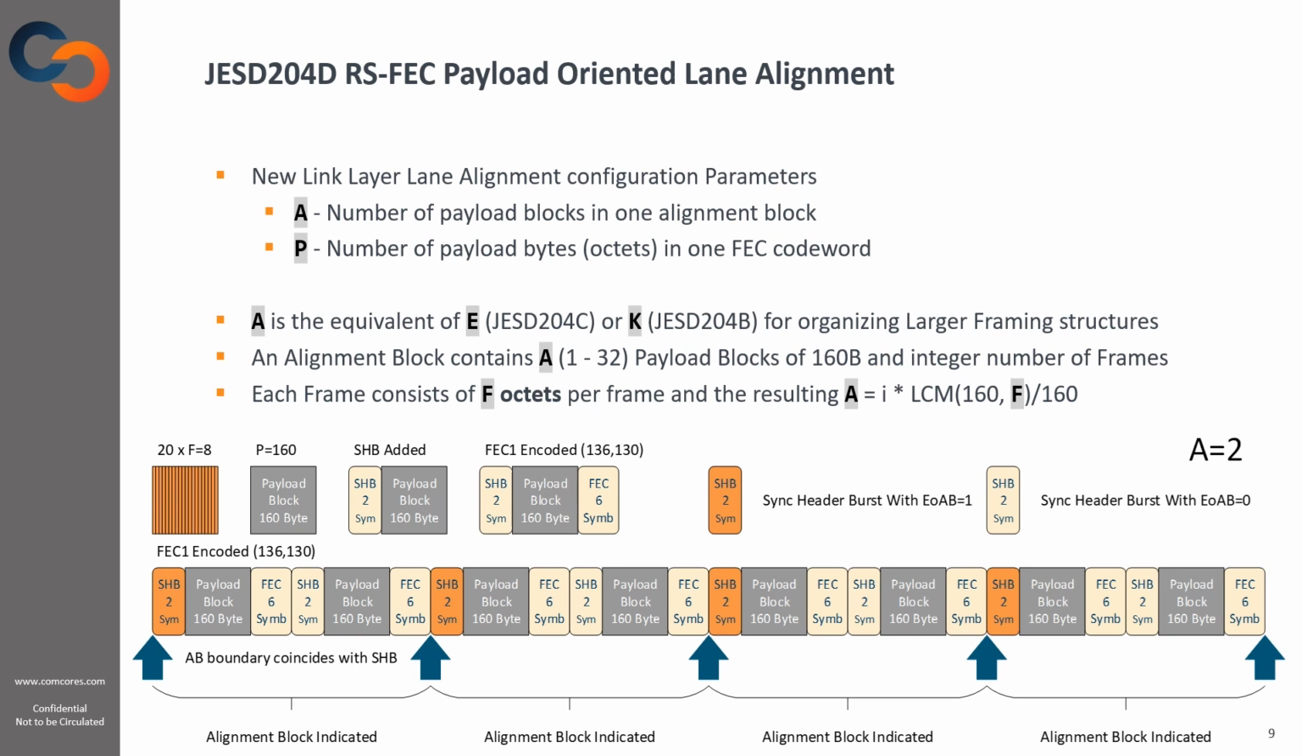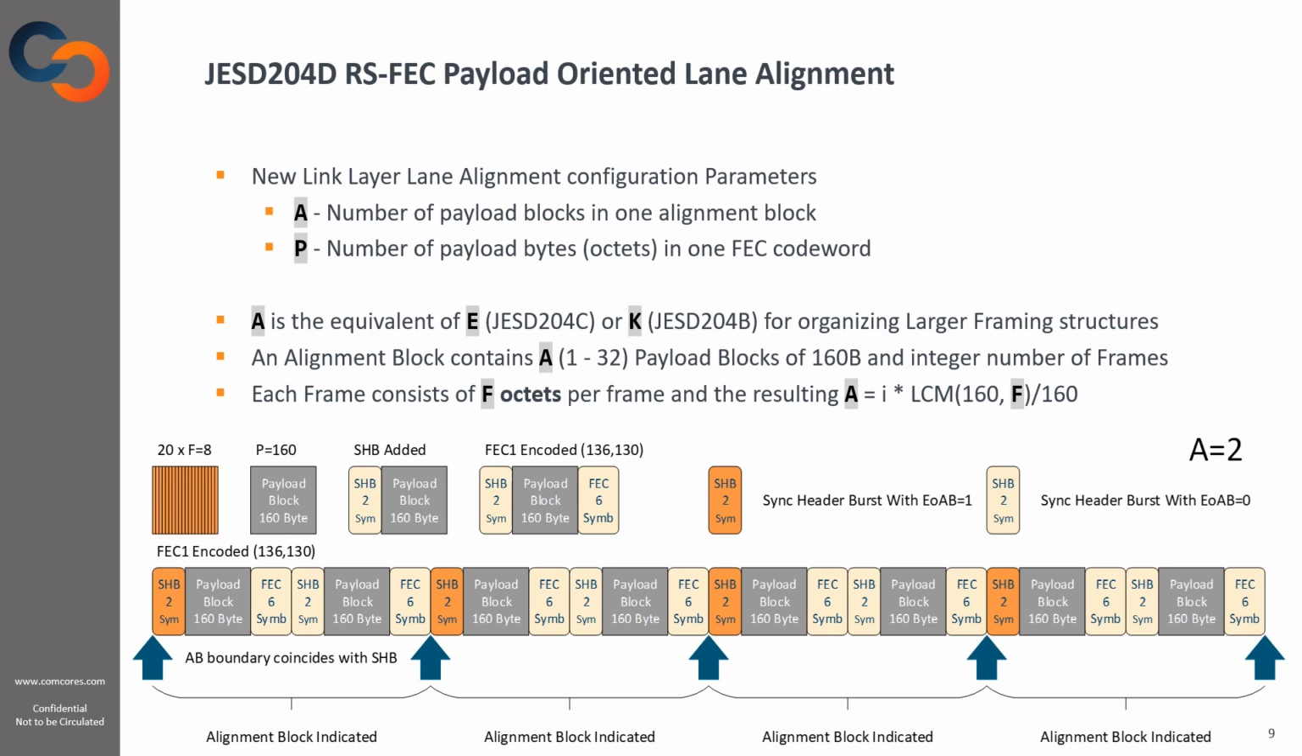From JESD204C, we know we had a large framing structure called extended multi-block with the E parameter, and in JESD204B we had the multi-frame with the K parameter. And now in JESD204D there's a new parameter called A, and it will serve a similar function, indicating how many 160 byte payload blocks will form a single alignment block. So this is our major framing structure, the alignment block.